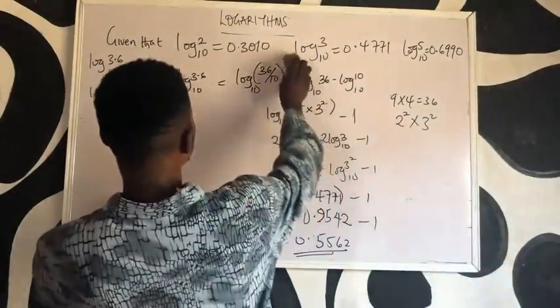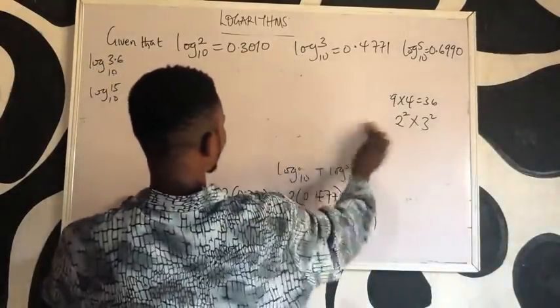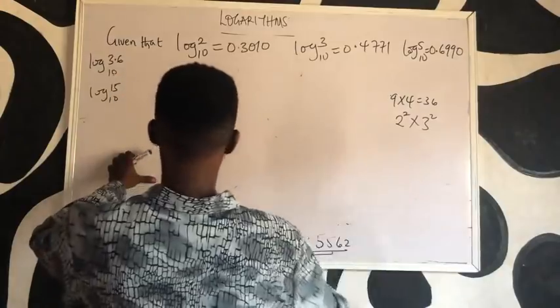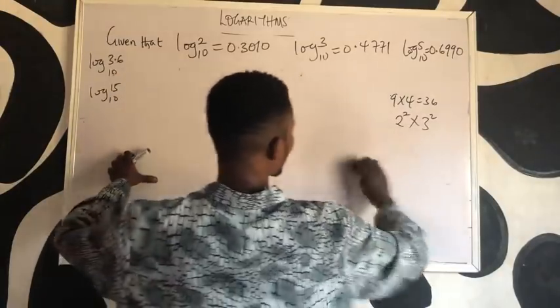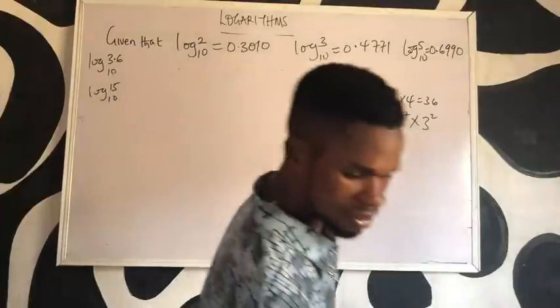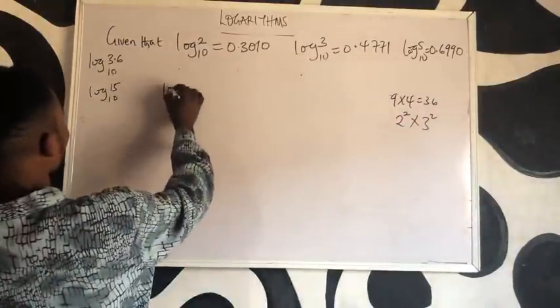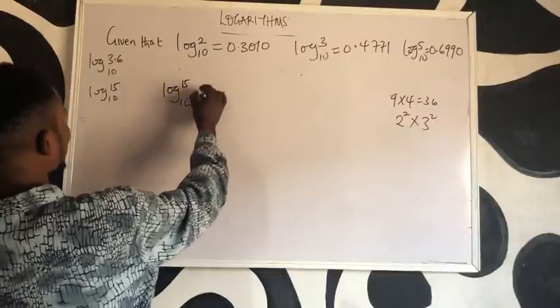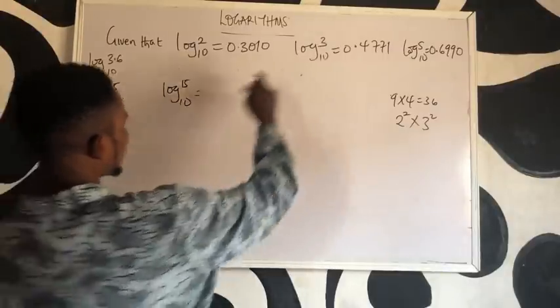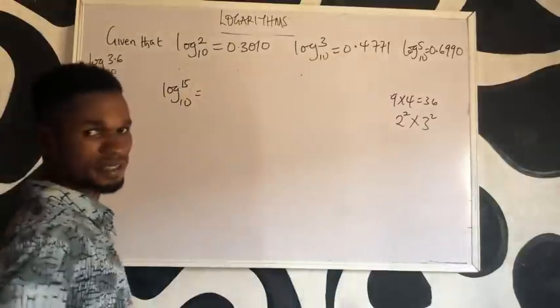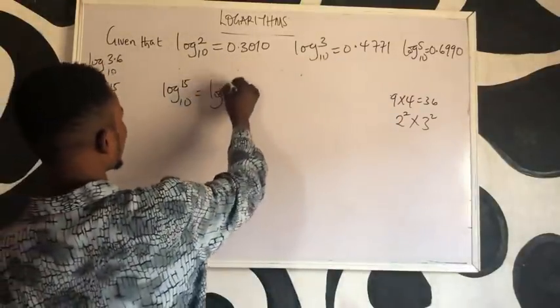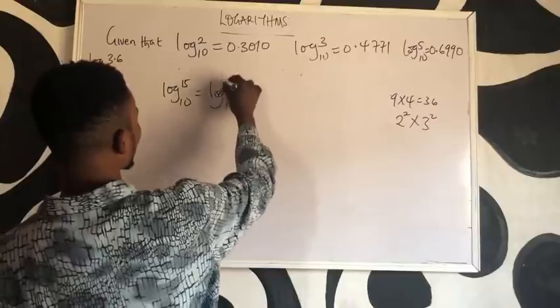Okay, so let's solve log 15 base 10 before we talk about logarithm equations. Log 15 base 10 is the same thing as, you can see that 3 and 5 are factors of 15. That's log 3 times 5 base 10.